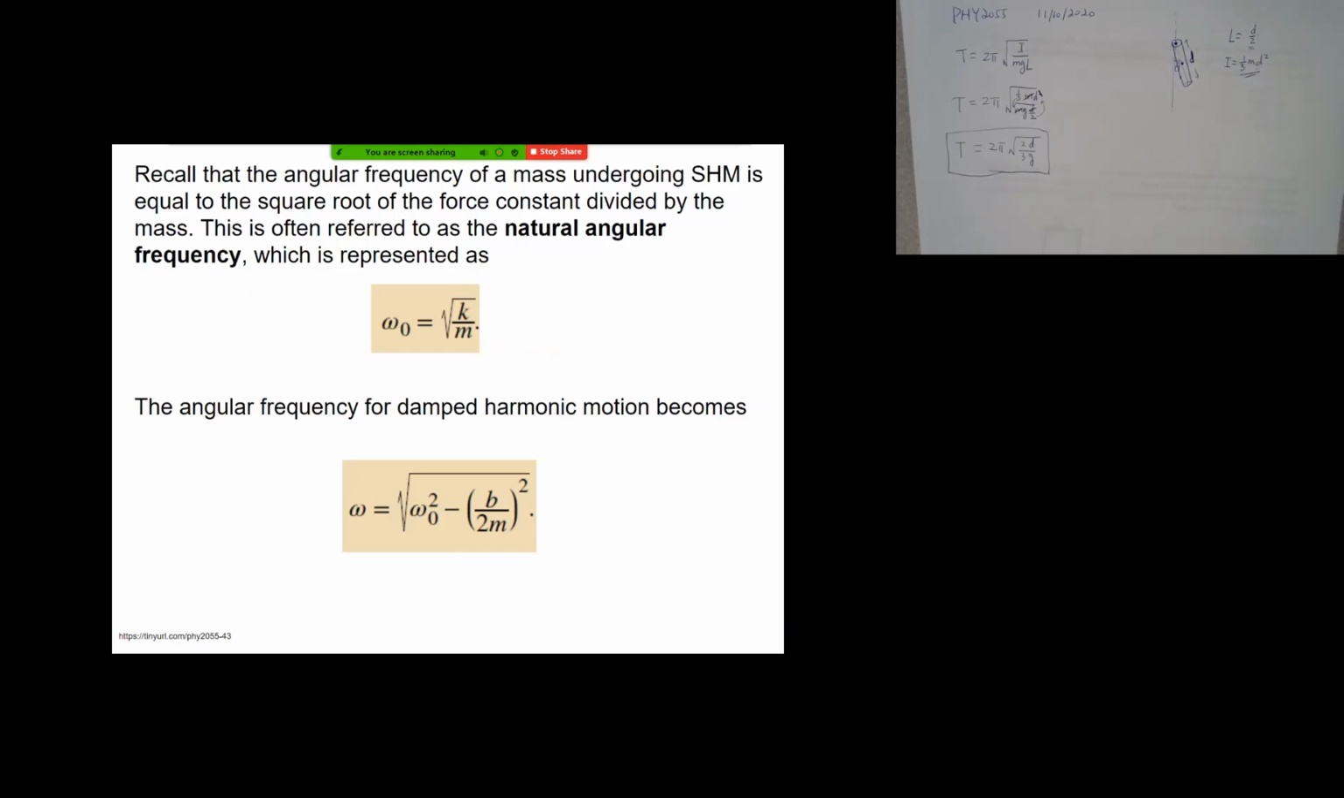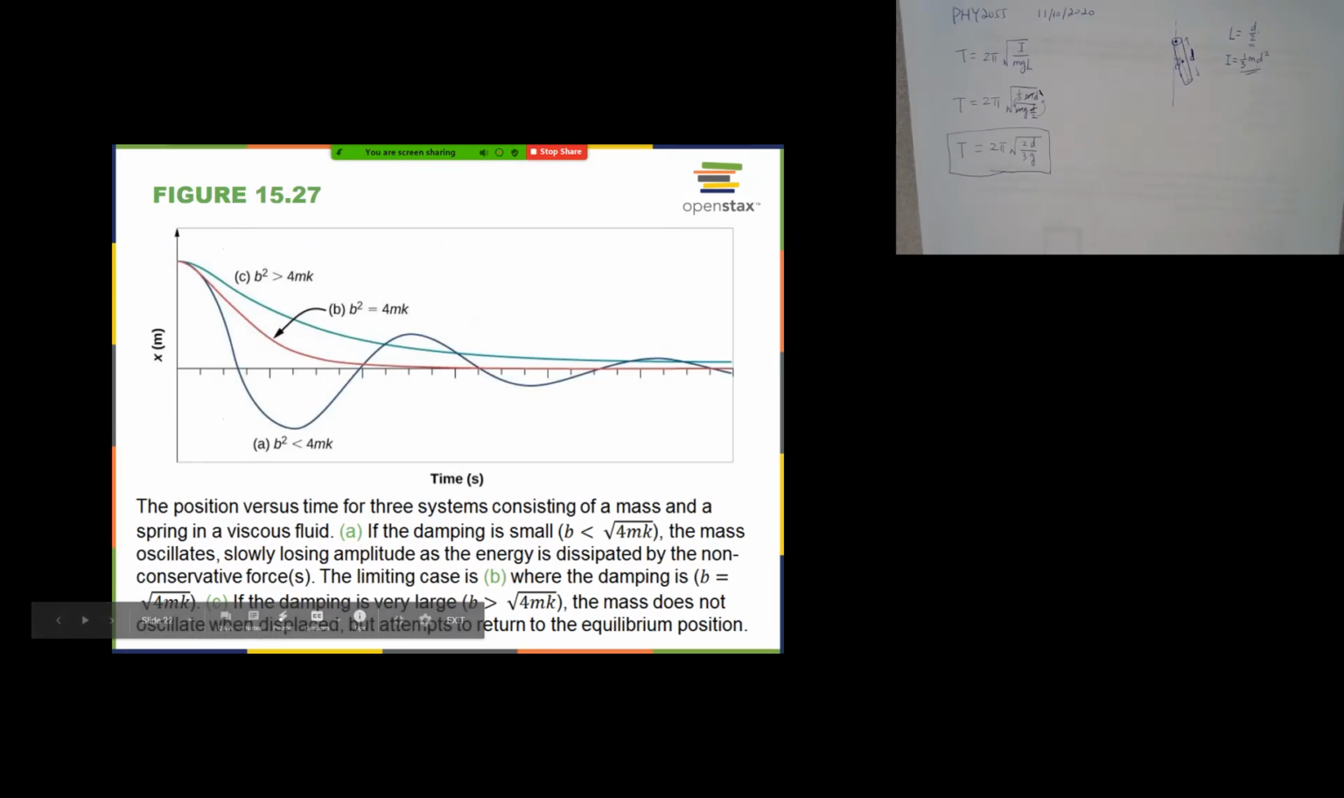So the original square root of k over m is called the natural frequency, the natural angular frequency. And this is the actual frequency for the damped harmonic motion, which becomes this expression here. Again, as I mentioned, it depends on the damping factor, which is determined by b.